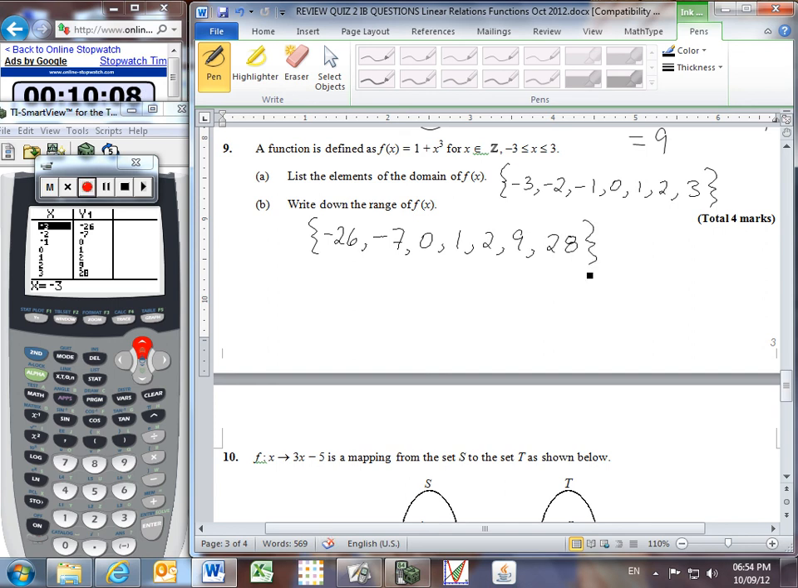Right? So that's a clever way of using your calculator to save you a lot of time. Instead of working out each one individually, just enter the equation of the function into y equals, and then have a look at second graph so you can see a table of values for all of the domain elements that we're interested in.